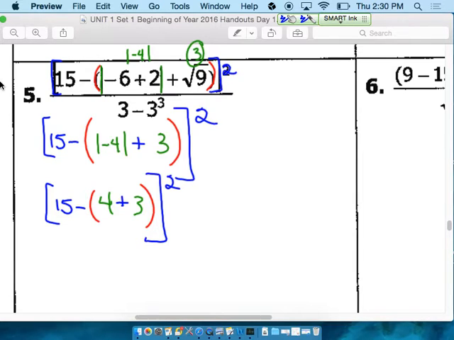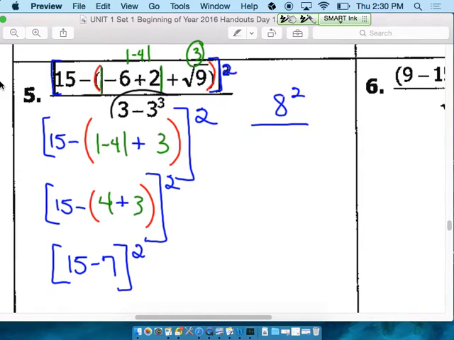So the numerator is starting to take shape. It's looking a little bit better. So my numerator really just whittles its way down to 15 minus 7, and I'm going to square that entire value. So that means that I'm going to have 8 squared as my simplified numerator. And now let's pick up the pieces of the denominator. So my denominator is 3 minus 3 cubed.